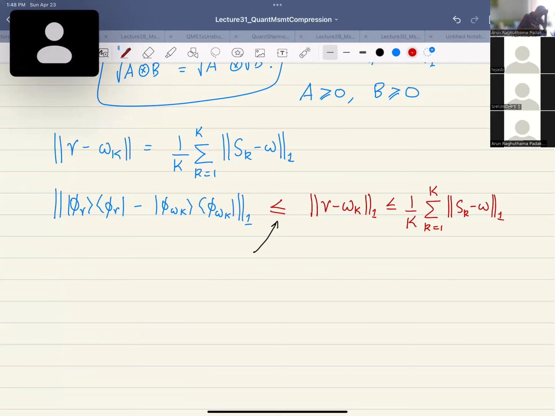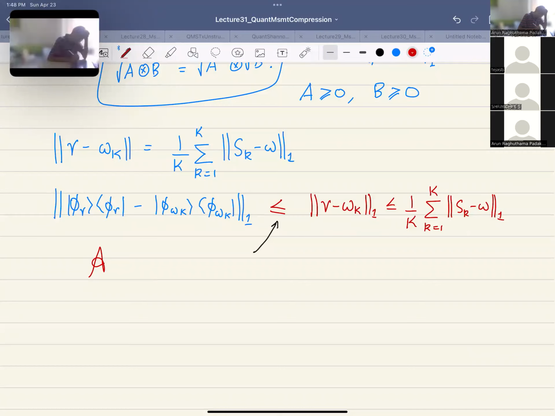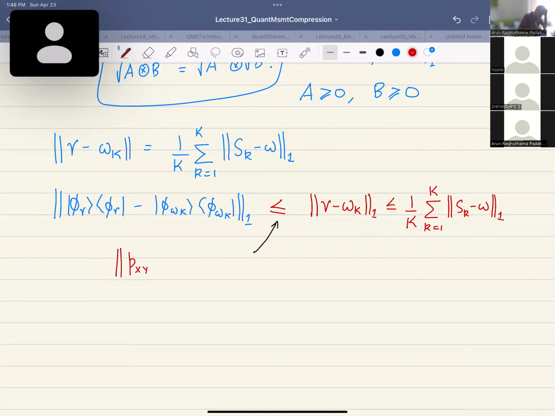So we had some result like, if we take a partial trace, then the distance goes down, right? So that will not work. If we apply the partial trace, then that is a CPTP map, but that will reduce the distance. So we can't use that.